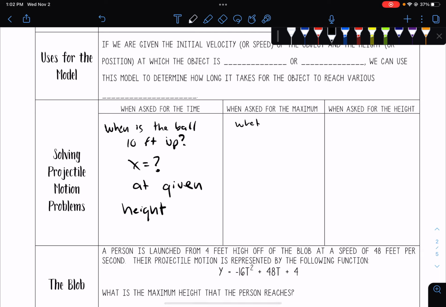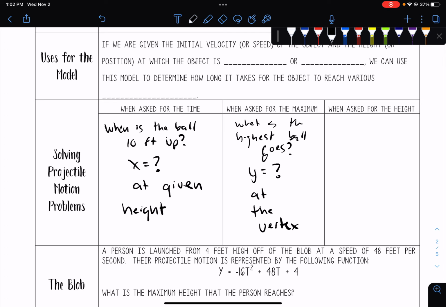What is the highest the ball goes? All right? And again, this time we're looking for a y value. We're looking for the height, but the maximum's easy. It's just the vertex. So you're just looking for the y value at the vertex. And for Desmos, you just click on the graph, click on the vertex, and it tells you the y value.